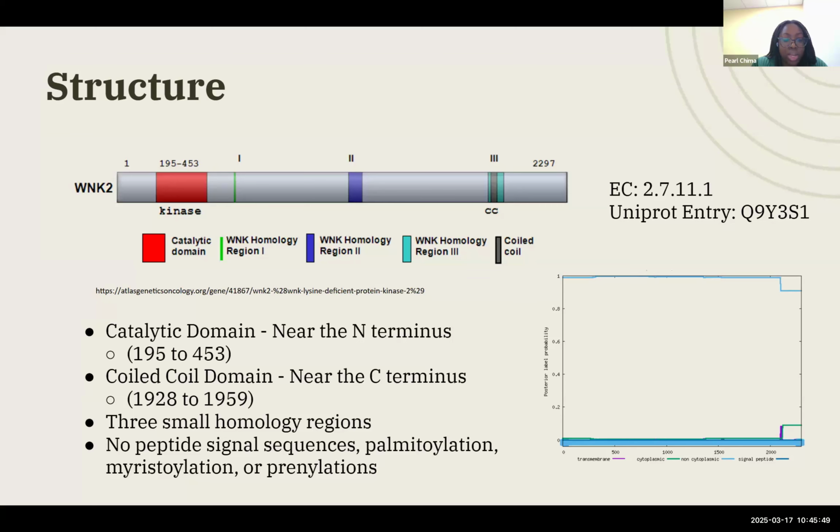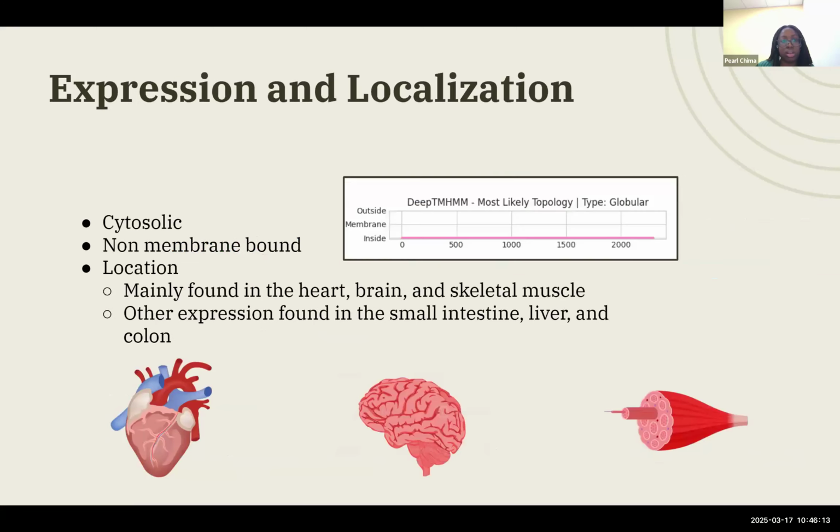There are no signal peptide sequences in my enzyme, as confirmed with Phobius. This makes sense due to the fact that it's involved in intracellular signaling pathways and found in the cytoplasm. SwissPalm confirmed that there were no palmitoylation sites. Myristoylator confirmed that there were no myristoylation sites. And finally, by using PrePS, I was able to confirm that there were no prenylation sites.